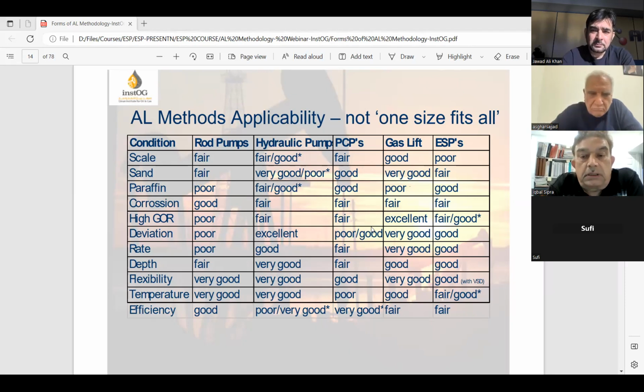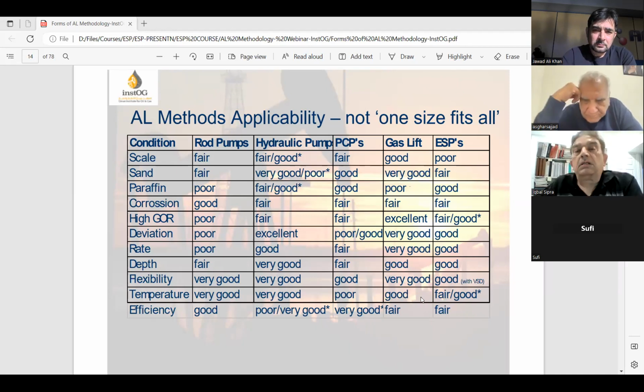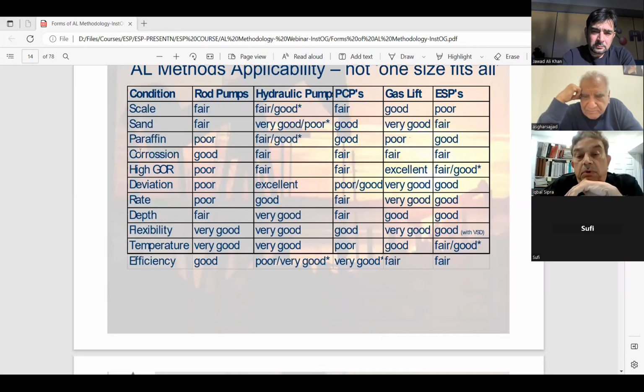And temperature-wise, most of them, rod pump is very good, and ESPs are fair to good. Nowadays, there's some development in the ESPs. We can run up to 220 degrees centigrade. In some steam injected wells, we are running ESPs now, but they are very specialized ESPs.